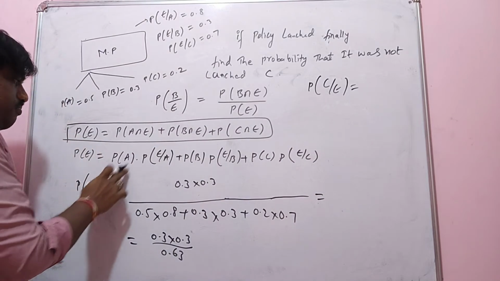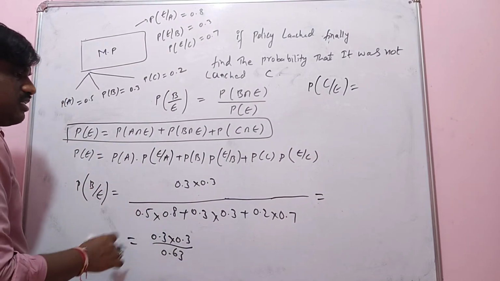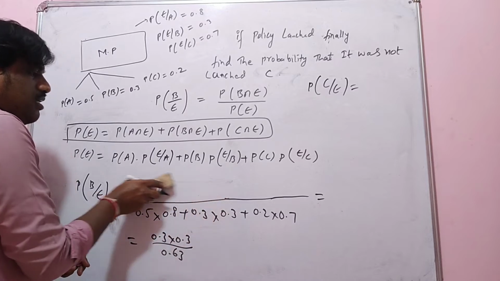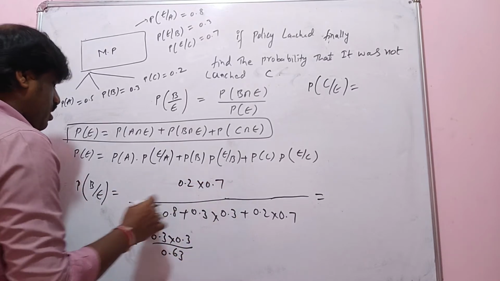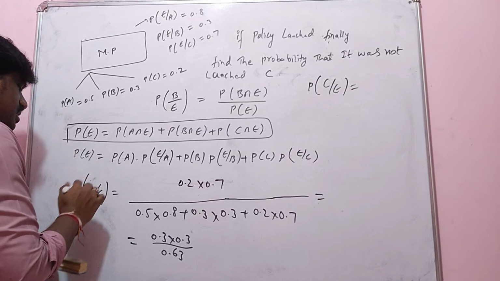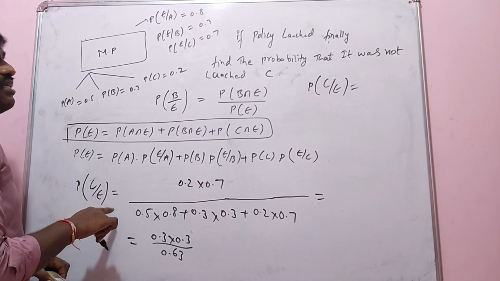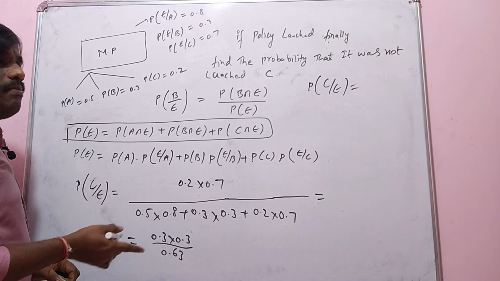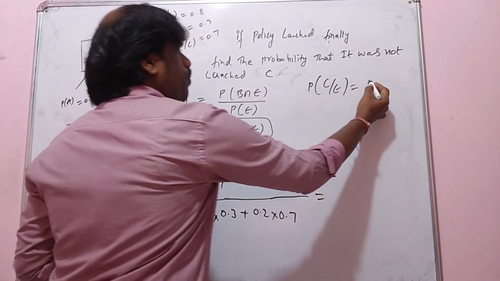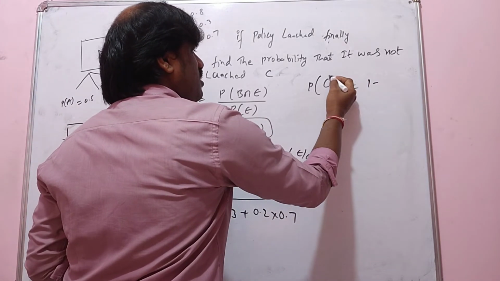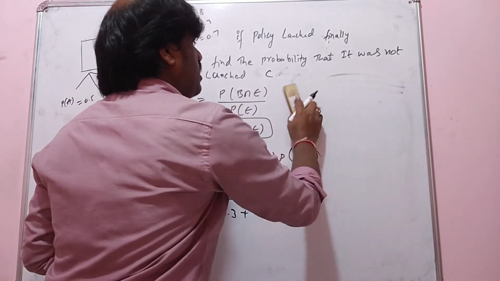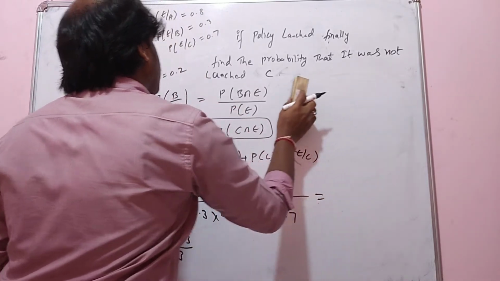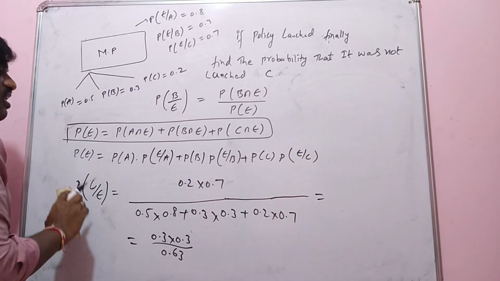Probability of C upon E, by using this, in this case we just take 0.2 into 0.7, so you are going to get the answer. You will get this answer when it is launched by C. But when it is not launched by C, you should not use 1 minus this in this case. That I want to specify to you. When it is not launched by C, then you have to do it by a different method.